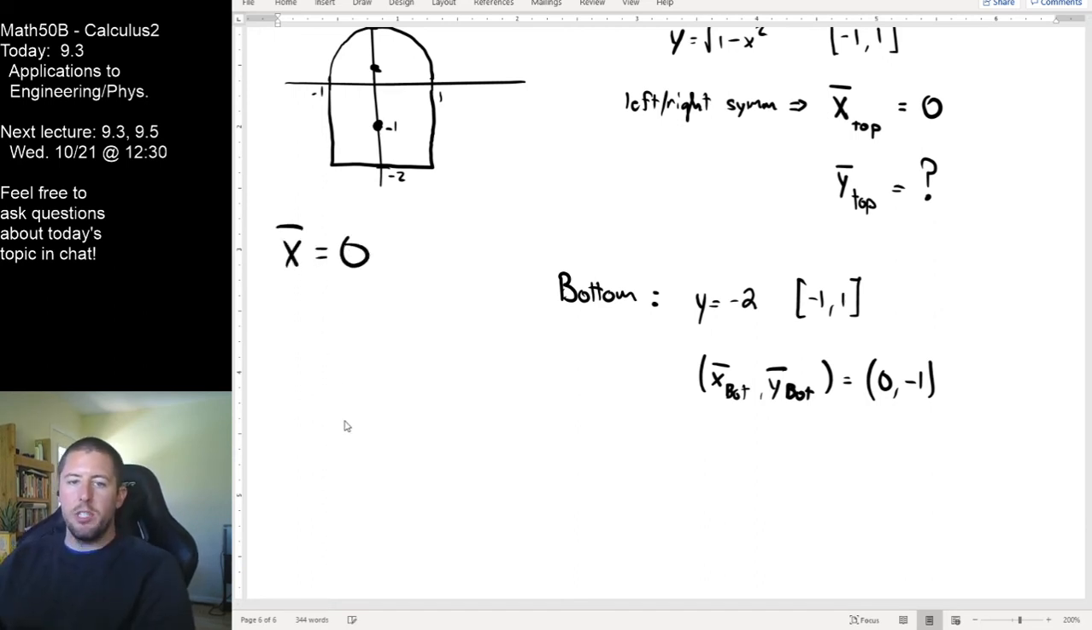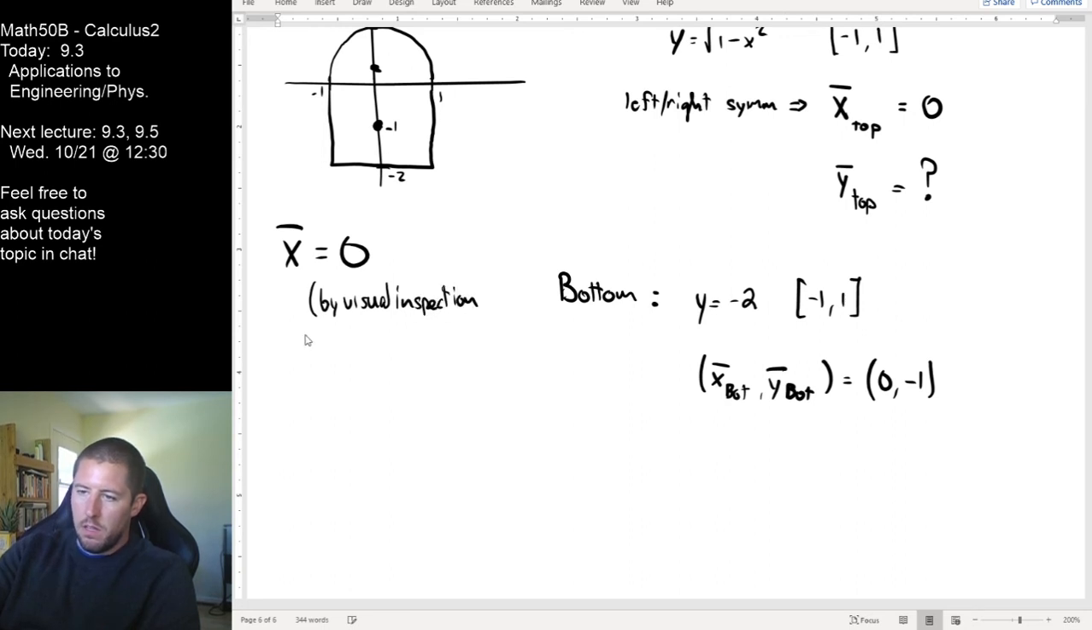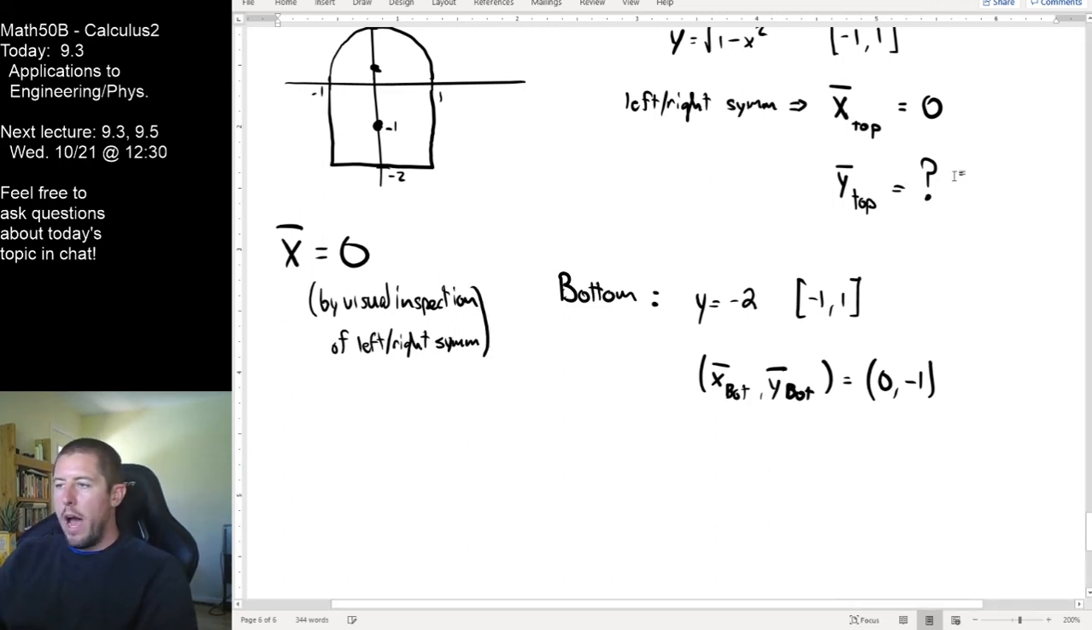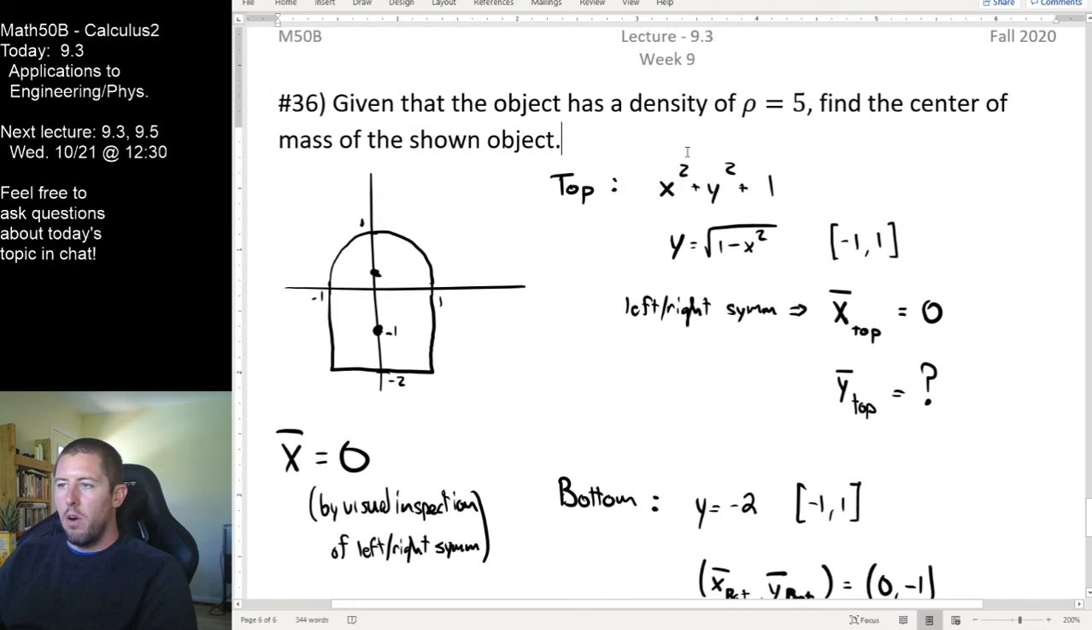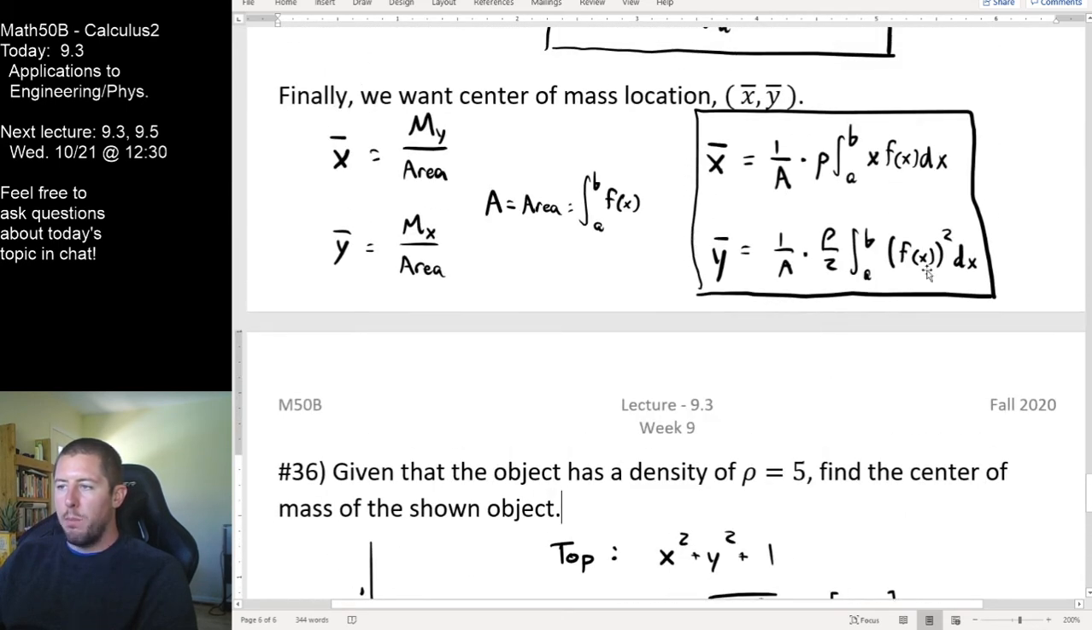Let me just say that I can tell by visual inspection. So all we need to go hunt for is just a single y bar. Out of the 4 points that we needed to identify to average, we only need to actually do work to get one of them right here because symmetry handled the other 3 for us. So I'm going to go remind myself of my y bar computation right here.